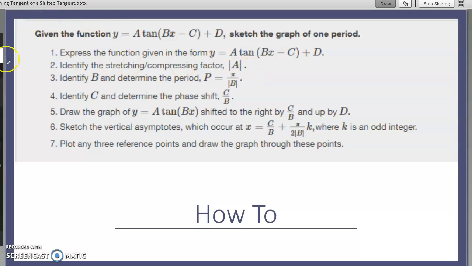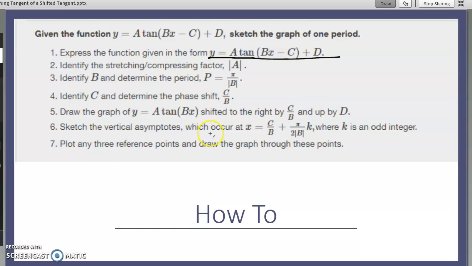All right, so here is a list of rules that we can use to graph one period of our function. We can express the function given in this form; we have to make sure that it's in this form. We can identify the stretching or the compression factor, which is just our a. Identify b and determine the period. Identify c and determine the phase shift. Draw the graph of y equals a tangent bx shifted to the right by c over b. So c over b is telling me how far I'm moving over to the left and right, and d is telling me how much I'm going up by.